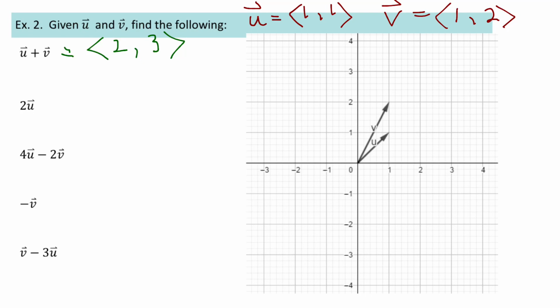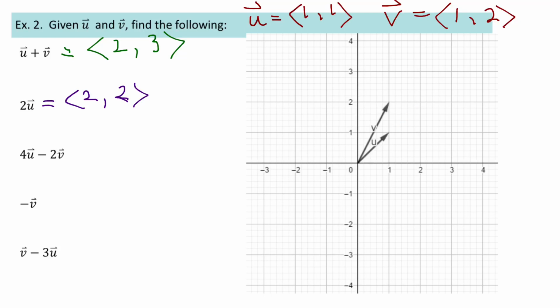Now the next one says what is 2 times the vector U. So that's just going to increase the length of the vector U by a factor of 2. So it'll go out to here now. So I can see that it's going to be 2 in the X and 2 in the Y.